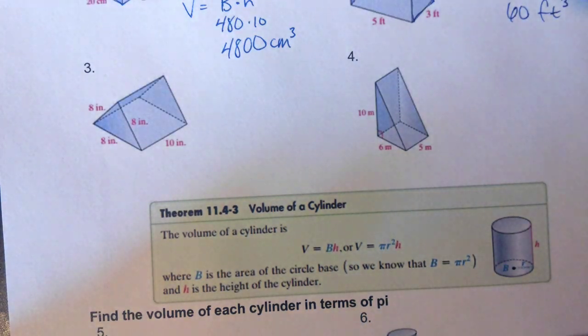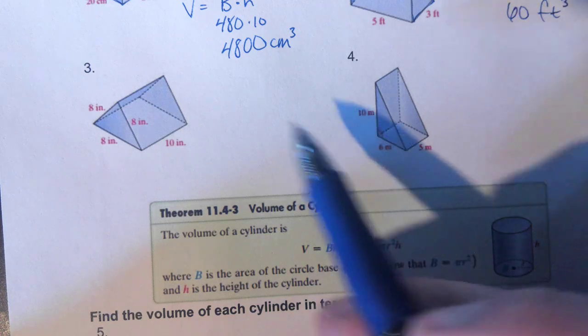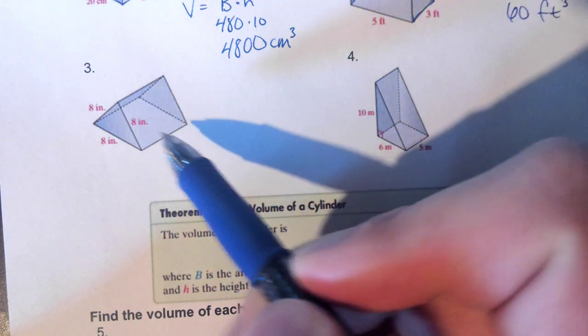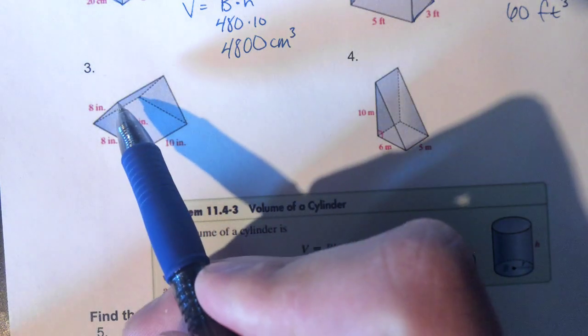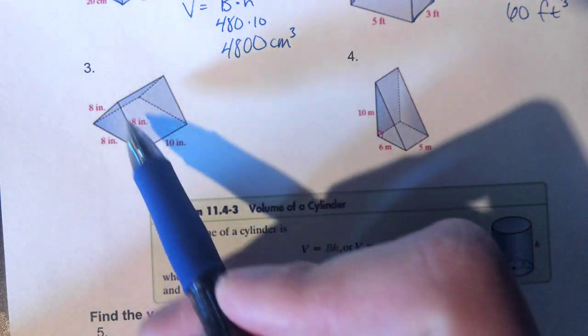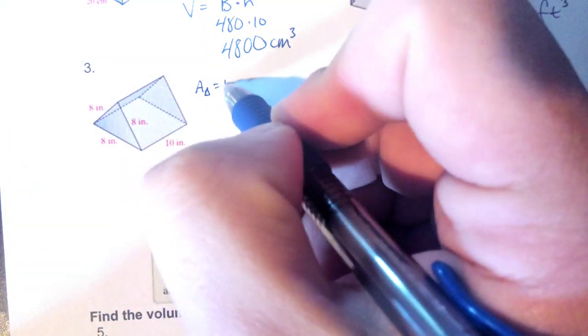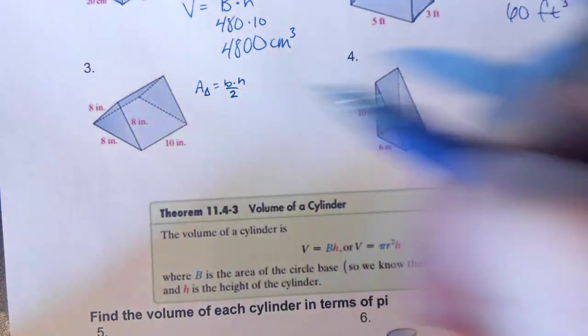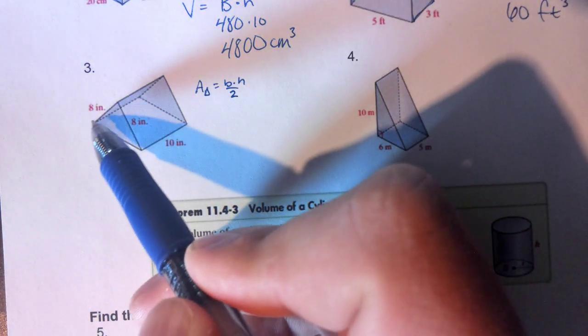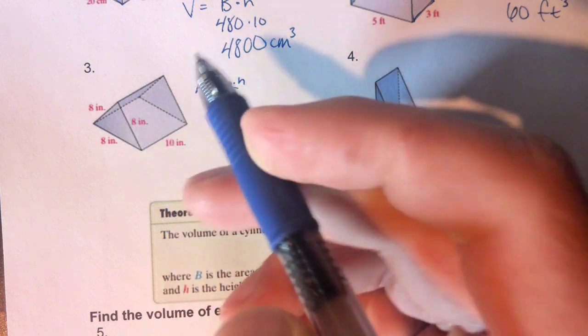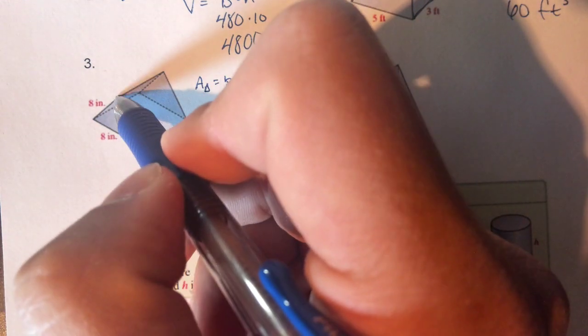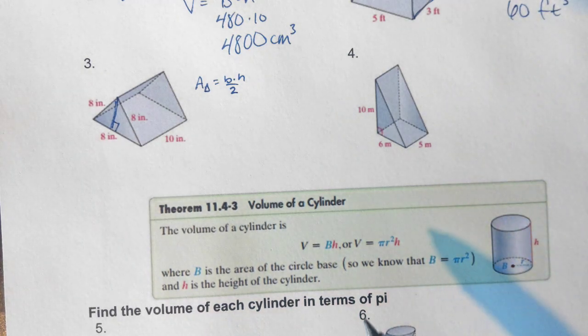Okay, number 3 and 4, we're looking at triangular prisms. So we have to find the area of the triangle. Remember, the area of a triangle is base times height divided by 2. In this triangle, we don't have a base or a height, so we have to make our own height. The height would be from a vertex to the opposite side, forming a right angle.